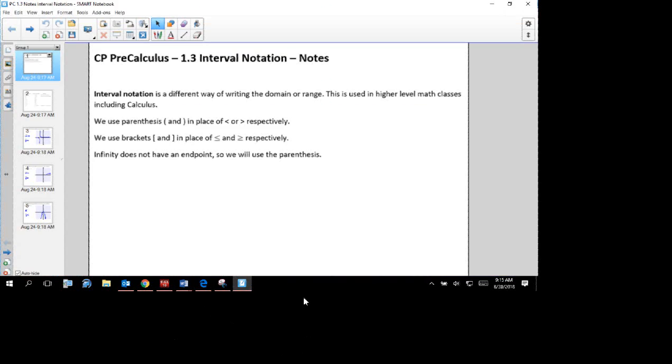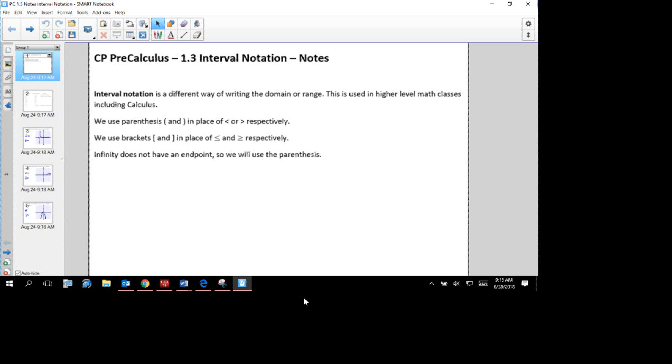Right, so you were supposed to read through the notes. I asked you to graph the equation and then find the domain and range. And then if you could change it into interval notation, that's the only thing that was new.